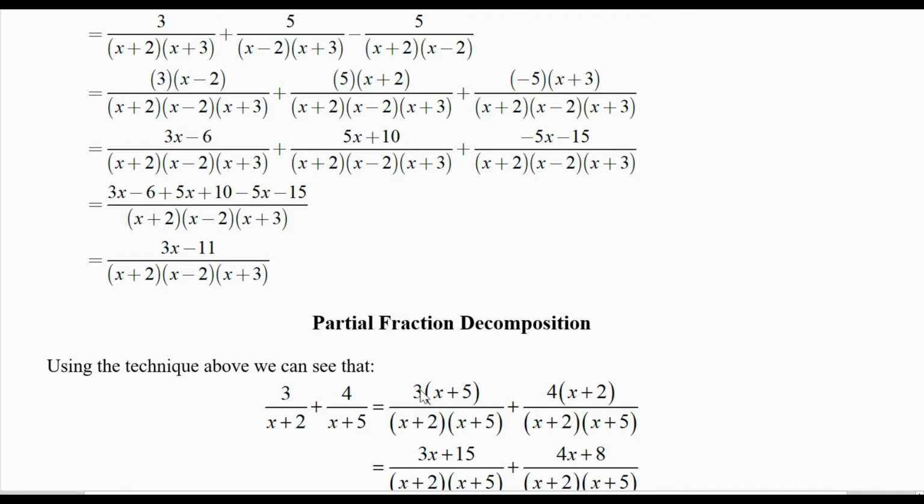In this case, we multiply the top and bottom of the first fraction by x plus 5, and x plus 2 is what we multiply the bottom and the top of the second fraction by. So that first fraction is equal to this, second is equal to that, so that equals is valid. Distribute in the top, we get 3x plus 15 and 4x plus 8.